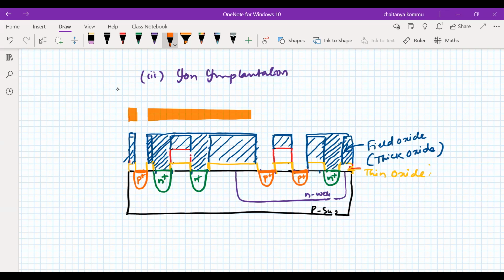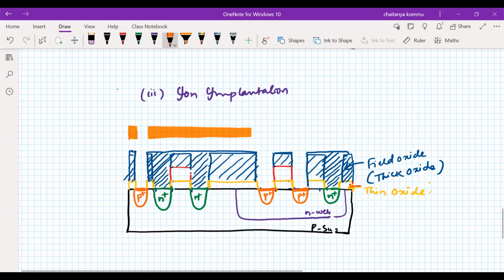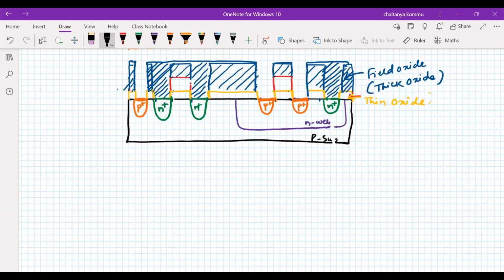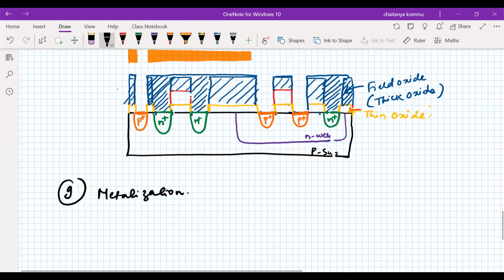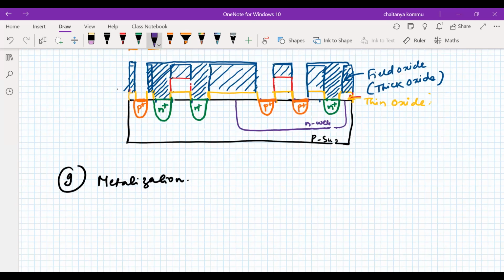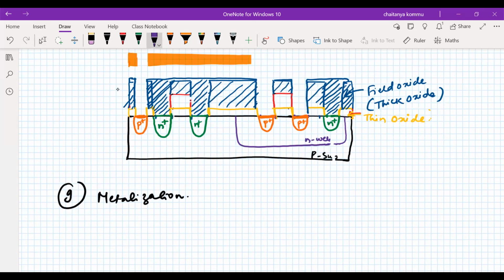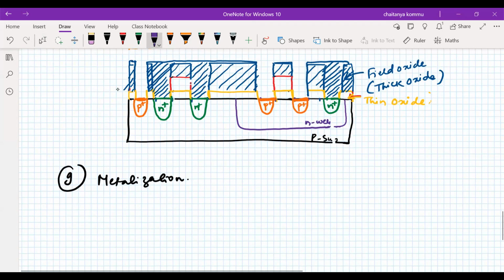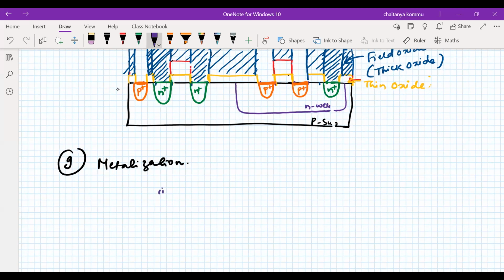Okay, so for that, what is the final step? This is C. C is metallization. The final step is metallization. So in order to do the metallization, please remember that we have to cover the entire region again with silicon dioxide. Again, the field oxide is required. So therefore, what is the first step that we have to do? Field oxide again.